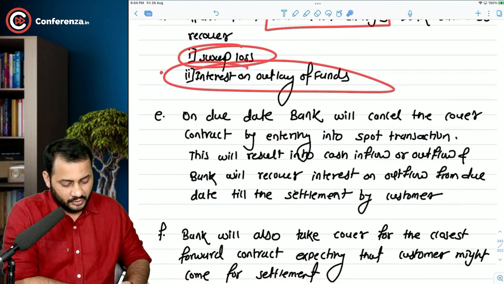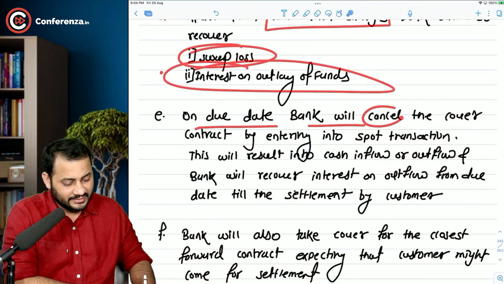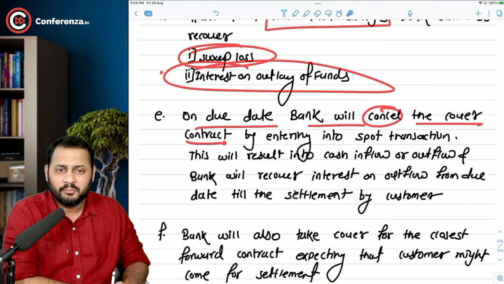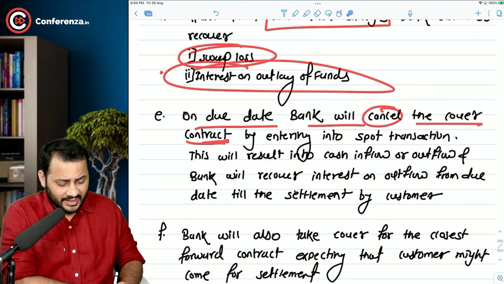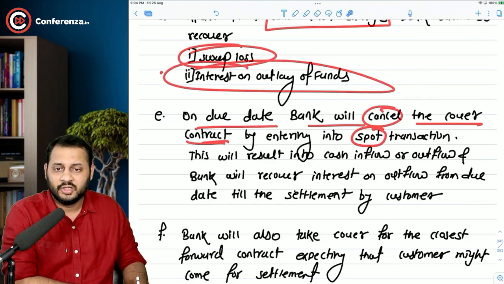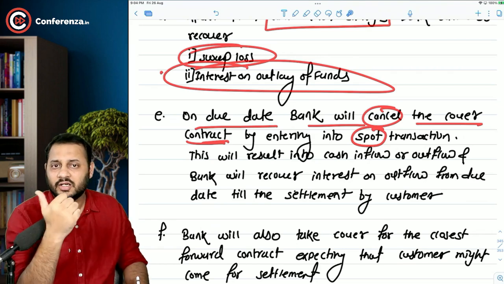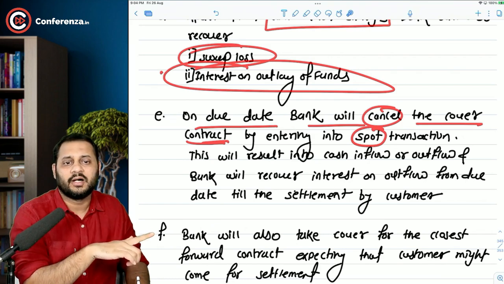Okay, sir. On due date, bank will cancel the cover contract. I was talking about this. On the due date, if the customer does not appear, what the bank is going to do with the cover contract? They will cancel the cover contract by entering into spot transaction. So if the cover contract is buy, spot sell. Cover contract is sell, spot buy.